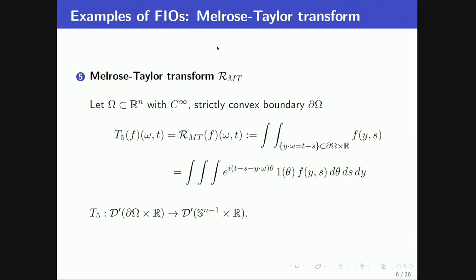And now you define a transform which turns distributions on the cylinder, which is the boundary of omega cross R, into distributions on the other cylinder, which is the sphere cross R. Right? You define it in the following way. You take F, which is a function of y and s, y in the boundary and s a real number, and you integrate it over the surface y dot omega equals t minus s. So this is basically a slanted hypersurface in the cylinder.